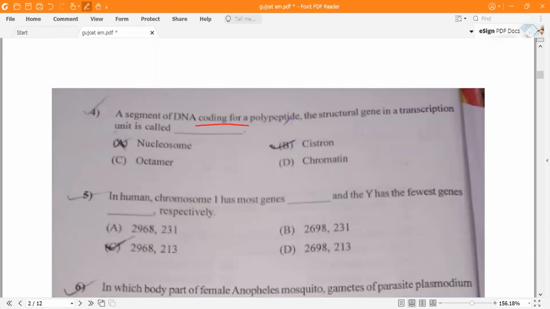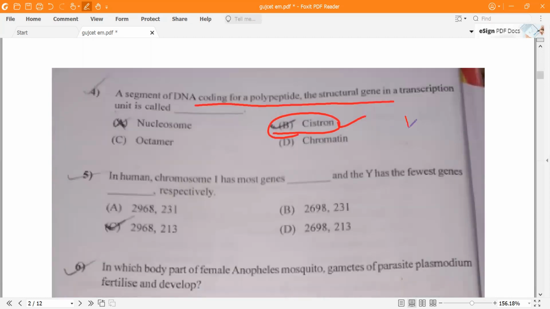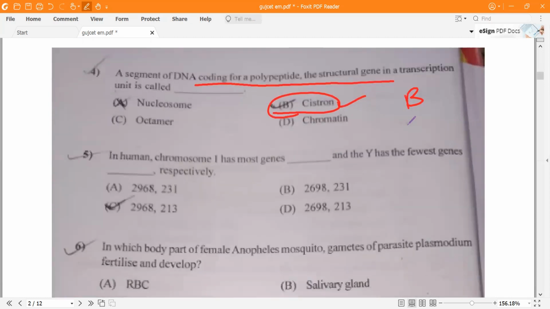A segment of DNA coding for a polypeptide, or a structural gene, is what we call the cistron. The DNA segment which codes for the structural gene in transcription is what we refer to as the cistron, beta, because the cistron is the functional unit of transcription. So the structural part is what we call the cistron. It can be monocistronic or polycistronic.